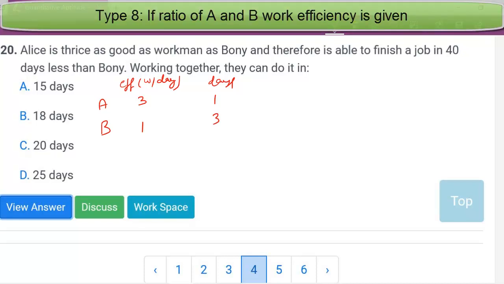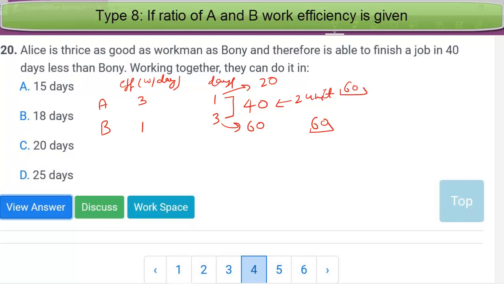So it is given that the difference of the number of days is 40, right? So from here you can see that the difference is 2 units, so 40 is basically the difference of 2 units. That means 1 unit is equal to 20, and this is equal to 60. So Boni used to do the work in 60 days, if you are assuming 1 work per day. So that means the total work is 60. Either we take Boni or we take Alice, in this case also 20 into 3, that means 60. So the total work you got is 60.